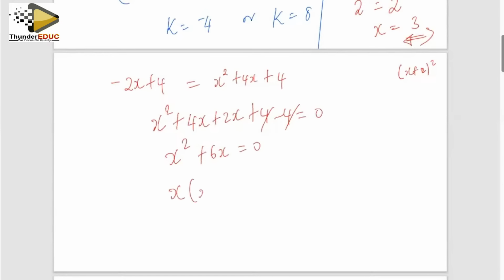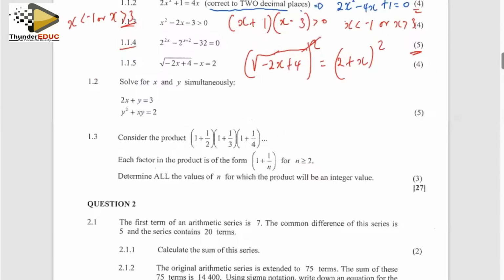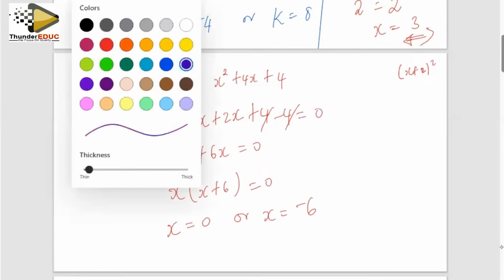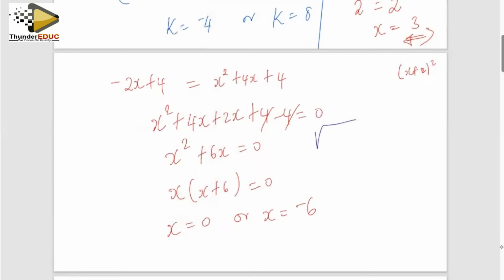Let's factor out the x. We have x times x plus 6 is equal to 0. So either our x is a 0 or our x is a negative 6. So since we're dealing with a third equation, an equation that has a root, we have to test our values, okay? So initially, the question was, let me change this. It was the square root of negative 2x plus 4 minus x, we must get a 2.